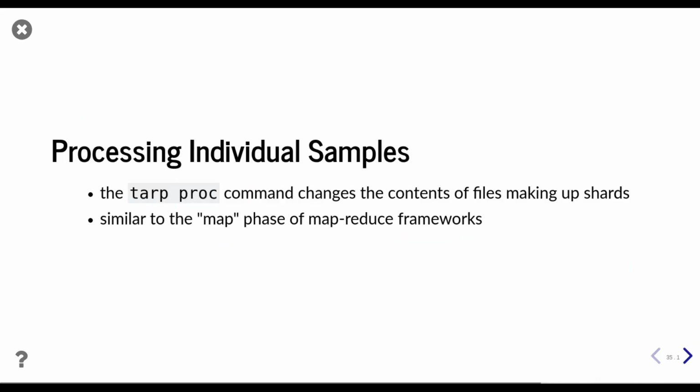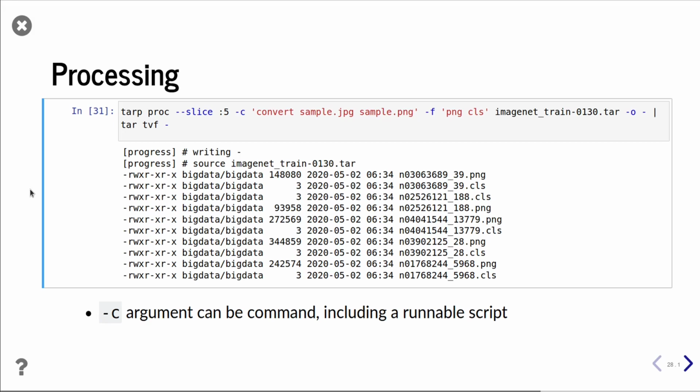Let's now turn to the problem of processing individual samples. The tarp-proc command changes the contents of files making up samples and shards. It is similar to the map phase of MapReduce frameworks, like Hadoop. Now let's look at some actual processing of training samples. This kind of processing is performed by the tarp-proc command.